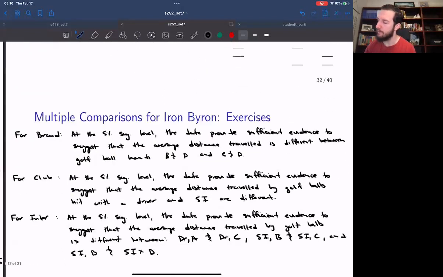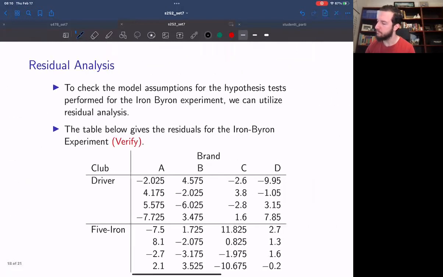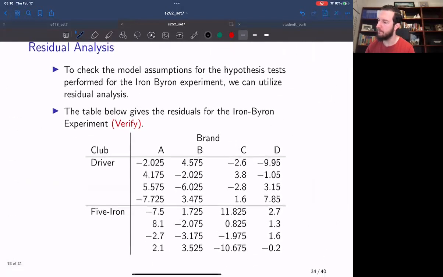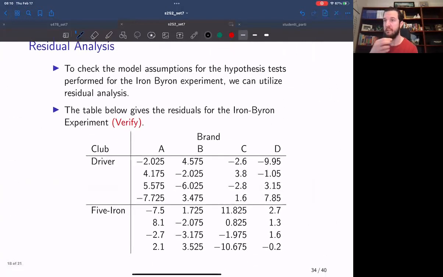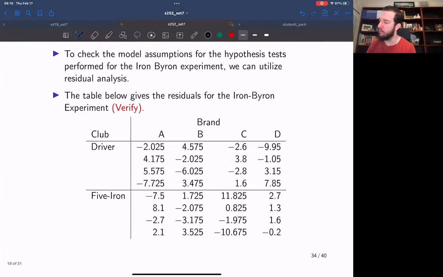Okay, so the last thing I want to talk about fairly briefly is just the residual analysis for a two-way ANOVA. Very similar to the residual analysis for a one-way ANOVA or a completely randomized block design. In the table below, I give the residuals for each of the interaction effects. You can verify these values by using the statistical model that was given for the two-way ANOVA. So I've left that as an exercise.